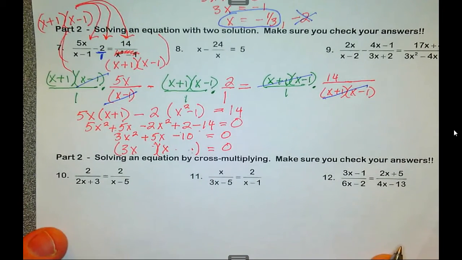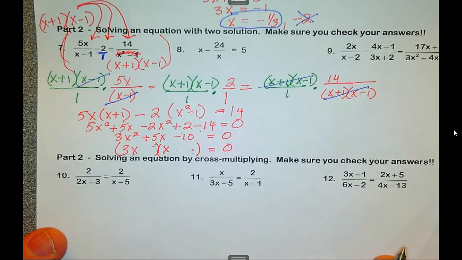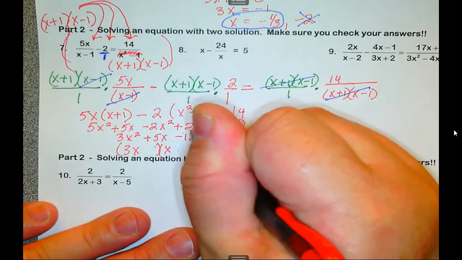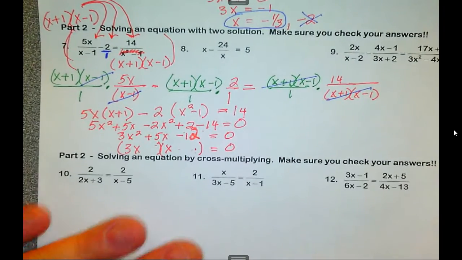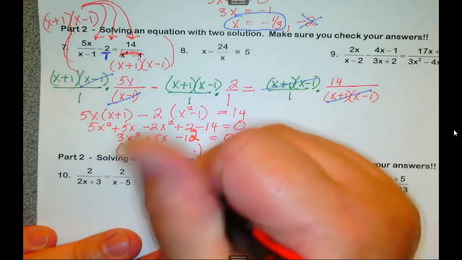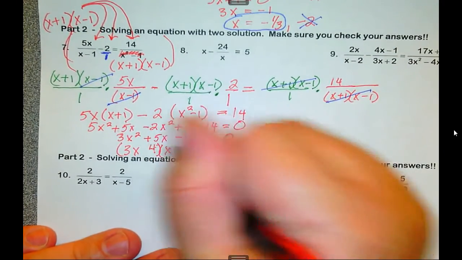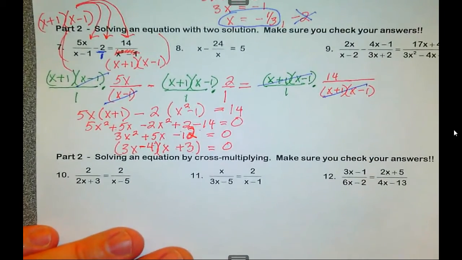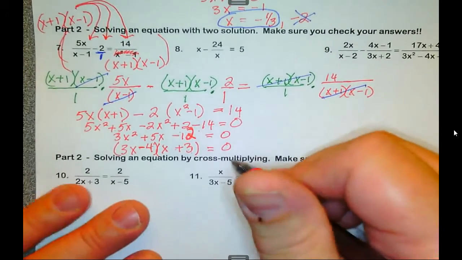I should put up a sign somewhere. Negative 12. Ah, thank you. See, 4 and 3. Thank you. That makes a whole lot more sense.